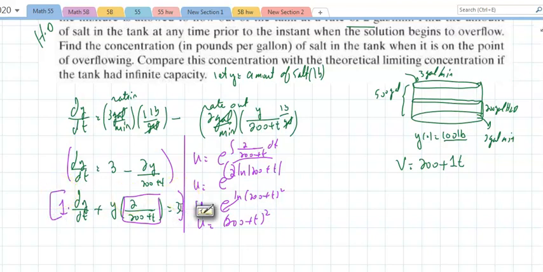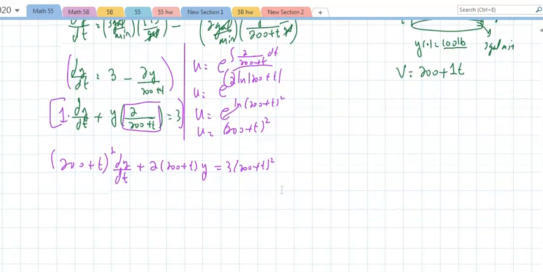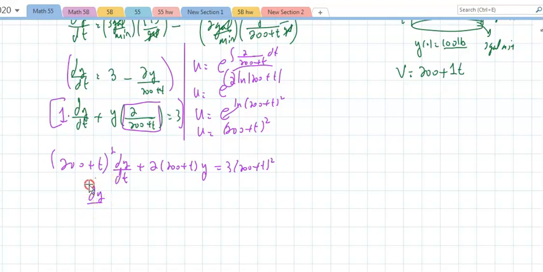Multiply this equation by u, and I'm really looking at 200 plus t squared times dy dt plus 2. If you multiply that here, that will be simply 200 plus t times y equaling 3 times 200 plus t squared. And if I figure out what it is you multiplied to get that product rule, it'll be 200 plus t squared times y.